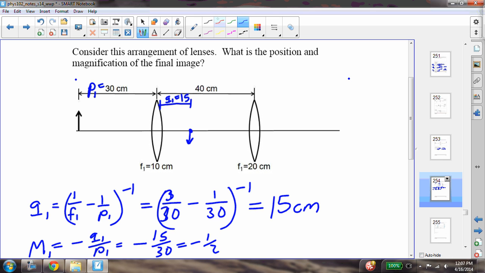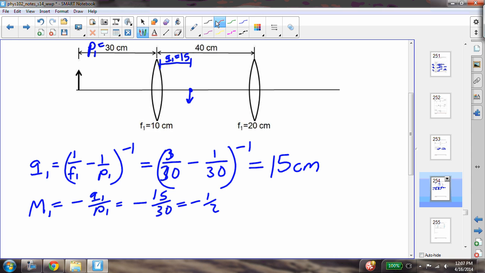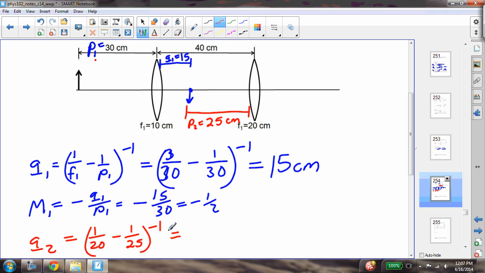Now I want to find the image distance for this second lens. So now I'm going to call this distance P2. And P2 will equal 40 minus 15, or 25 centimeters. And then I can calculate Q2. So Q2 will equal 1 over F2 minus 1 over P2. That's 1 over 20 minus 1 over 25, to the negative 1.